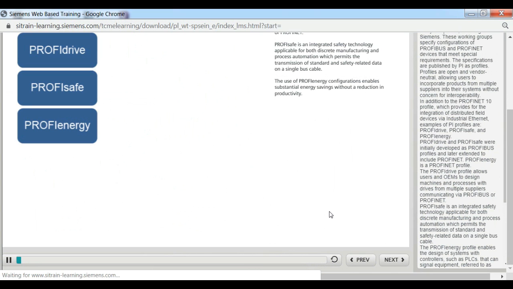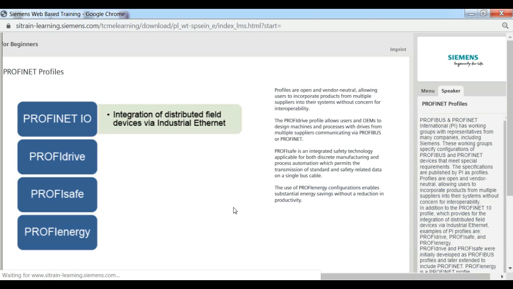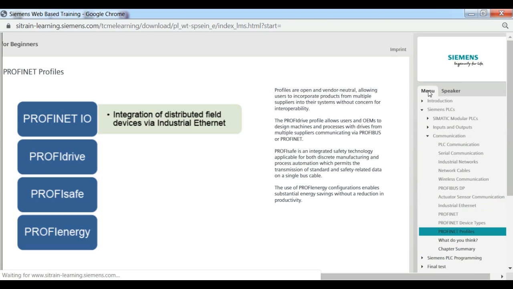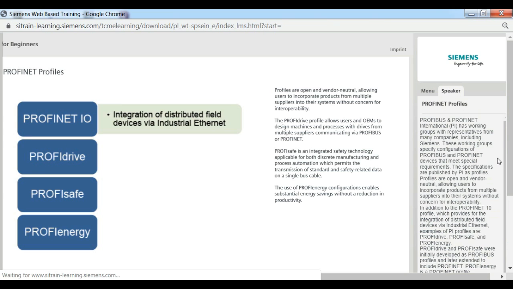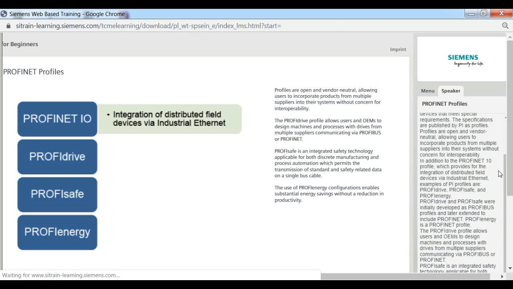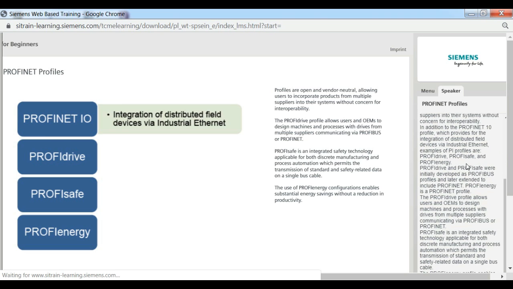Profibus and Profinet International (PI) has working groups with representatives from many companies, including Siemens. These working groups specify configurations of Profibus and Profinet devices that meet special requirements. The specifications are published by PI as profiles. Profiles are open and vendor neutral, allowing users to incorporate products from multiple suppliers into their systems without concern for interoperability. In addition to the Profinet I/O profile, which provides for the integration of distributed field devices via industrial Ethernet, examples of PI profiles are ProfiDrive, ProfiSafe, and ProfiEnergy.